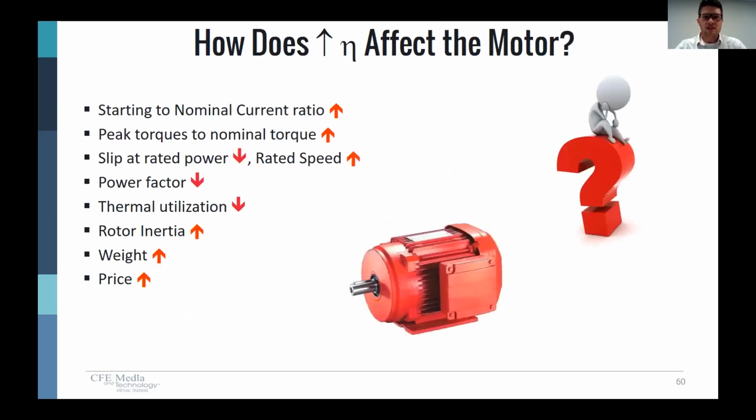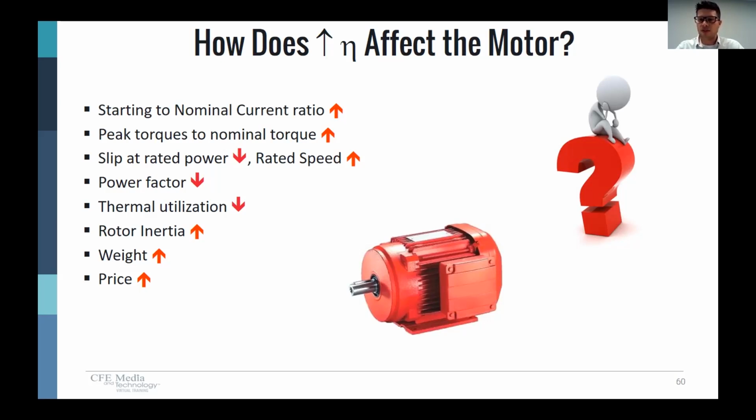So how does increasing the efficiency affect the motor? Well, a couple of different things. If you use copper instead of aluminum, it's going to be heavier. Copper is heavier than aluminum, so the rotor inertia goes up, and copper is more expensive than aluminum, so pricing is going to go up too. The rotor inertia is going to go up with the over-dimensioned motor because the inertia is more affected by the size and shape of the component rather than the mass, because the size has a squared effect on inertia.